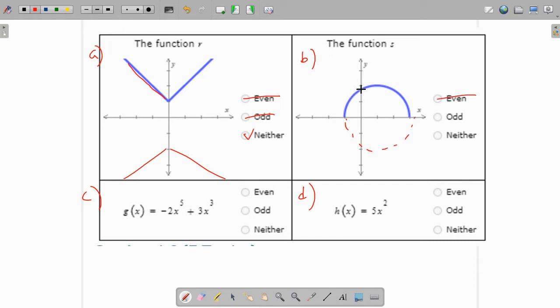Okay, if I flip this over the X, I get this, not even. If I take this piece and flip it down, I get this. If I flip it across, I get this. It doesn't match, not odd, neither. Now here are the easier ones. Odd power, odd. This one, even power, even. So I stumbled through a little bit earlier, but this should hopefully clear it up.